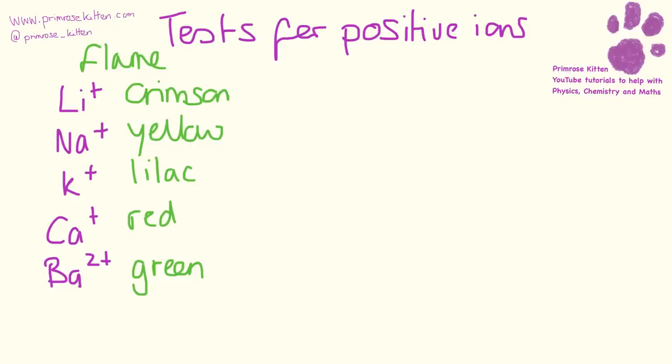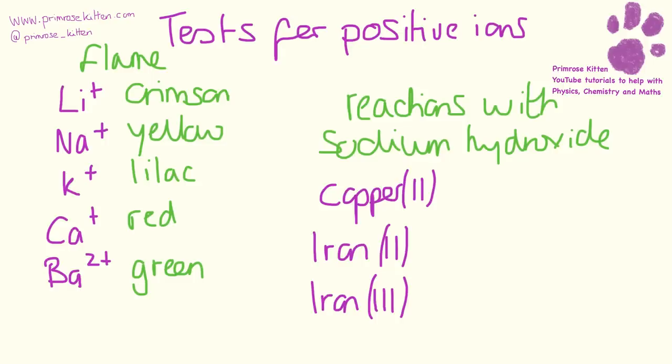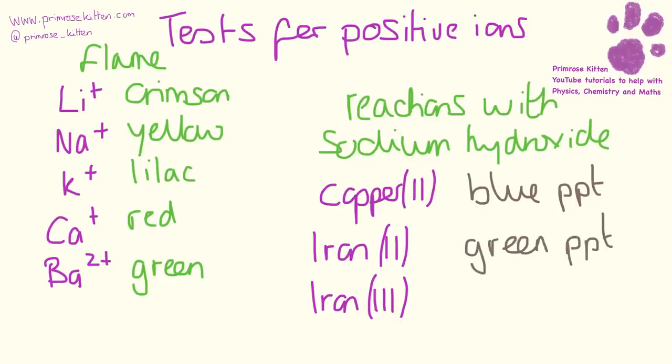The other tests for positive ions that you need to know are the reactions with sodium hydroxide, and you need to know that copper 2 will give a blue precipitate, iron 2 will give a green precipitate, and iron 3 will give a brown precipitate. Now, this is sometimes hard to see in the lab, but don't worry about what you see in the lab, because this is what the exam board wants to see.